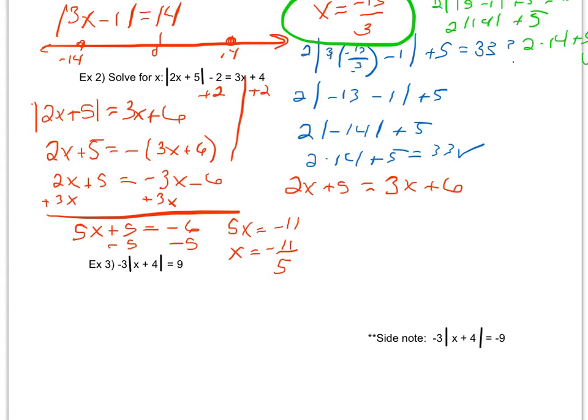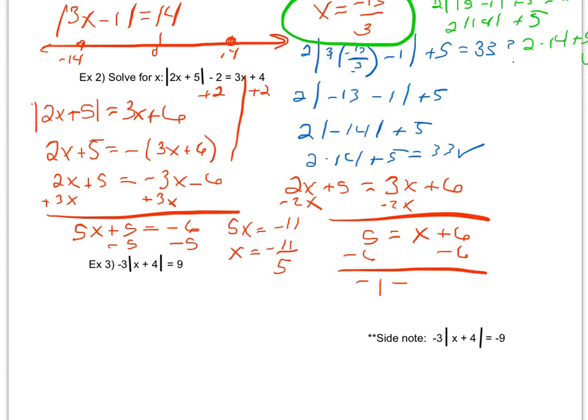Doing the same thing, solving the second equation here. Again, I'm going to subtract 2x. I can start there. There's nothing to distribute on this one. And I get 5 equals x plus 6. Subtract 6, I get negative 1 equals x. So I have to check both of those. I'm going to kind of go in the space of example 3 here to check these.